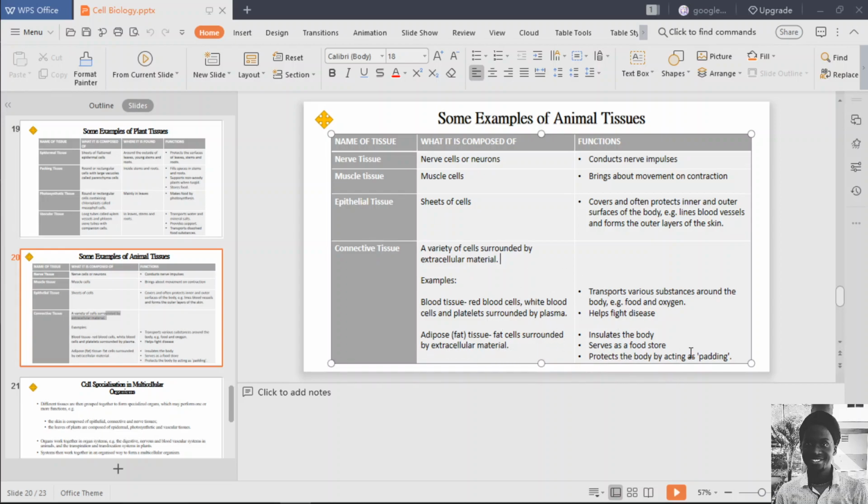The adipose tissue functions in insulating the body or keeping the body warm. They also serve as a food store, and they protect the body by acting as padding or cushioning. Blood tissue transports various substances around the body, for example food and oxygen, and also helps fight disease. The red blood cells transport food and oxygen around the body, and the white blood cells fight disease and infection.